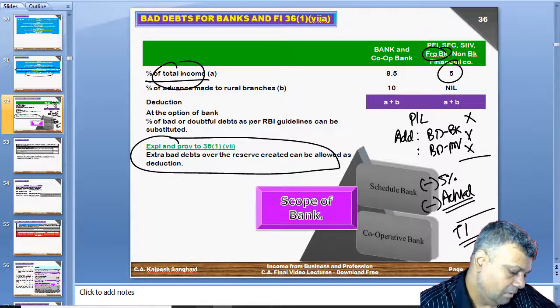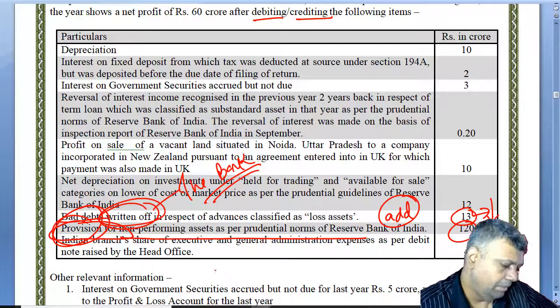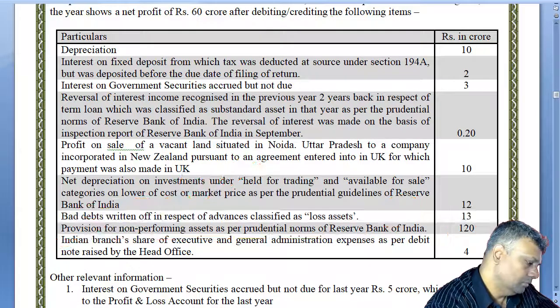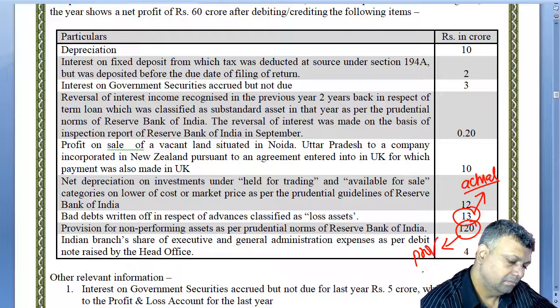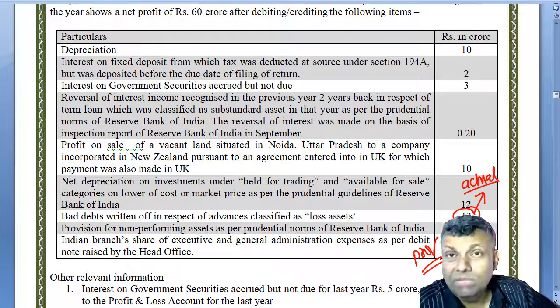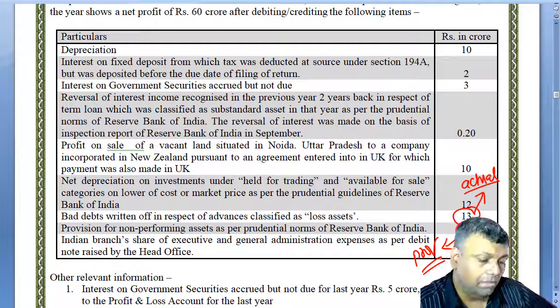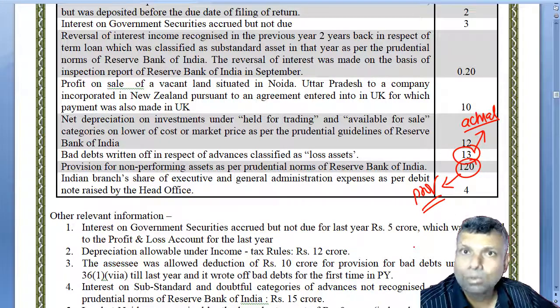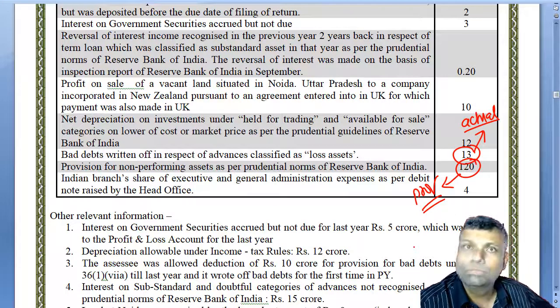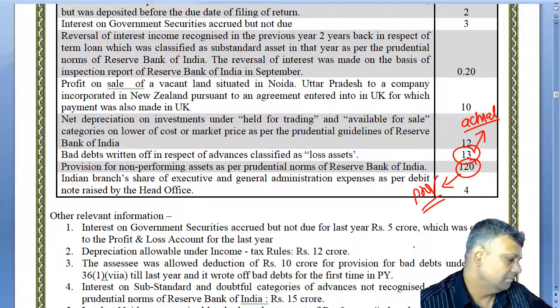So now if you come to this particular point in the question, this is something like your actual bad debts. This is something like your provision. But this is as per the books of accounts. So it is your actual bad debts as per the books of accounts, and 120 is a provision as per books of accounts. So everything as per the books, we are going to add it back. Is that okay?